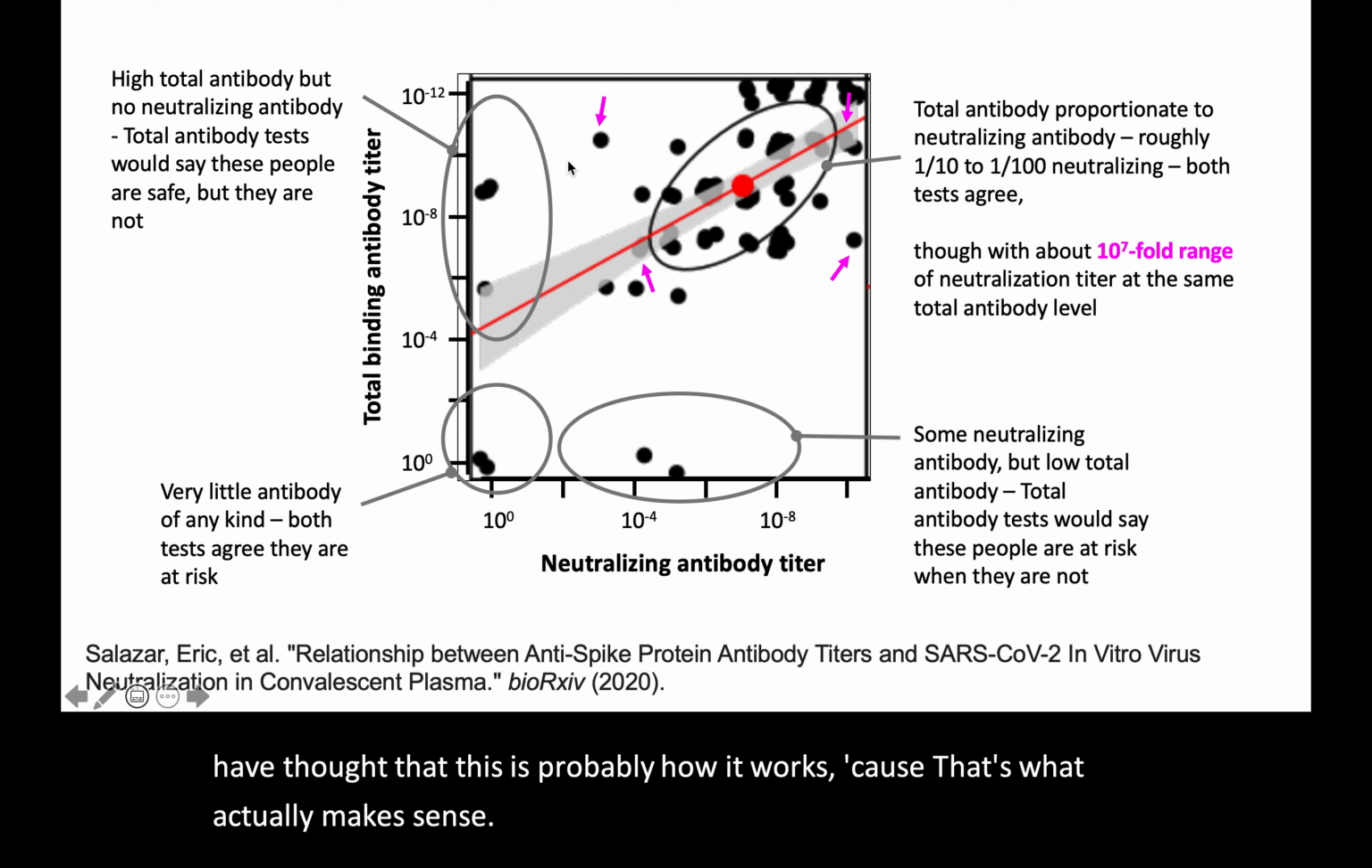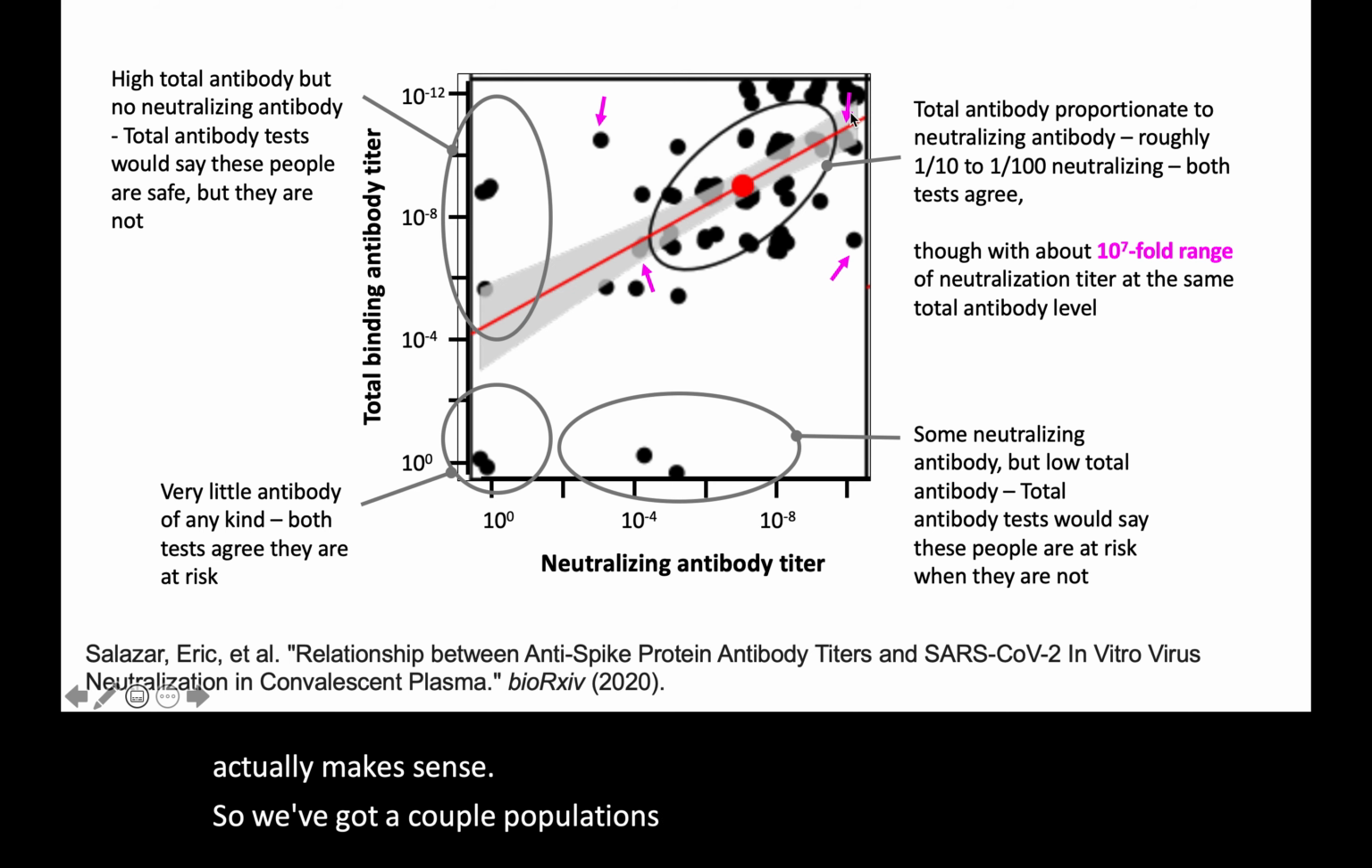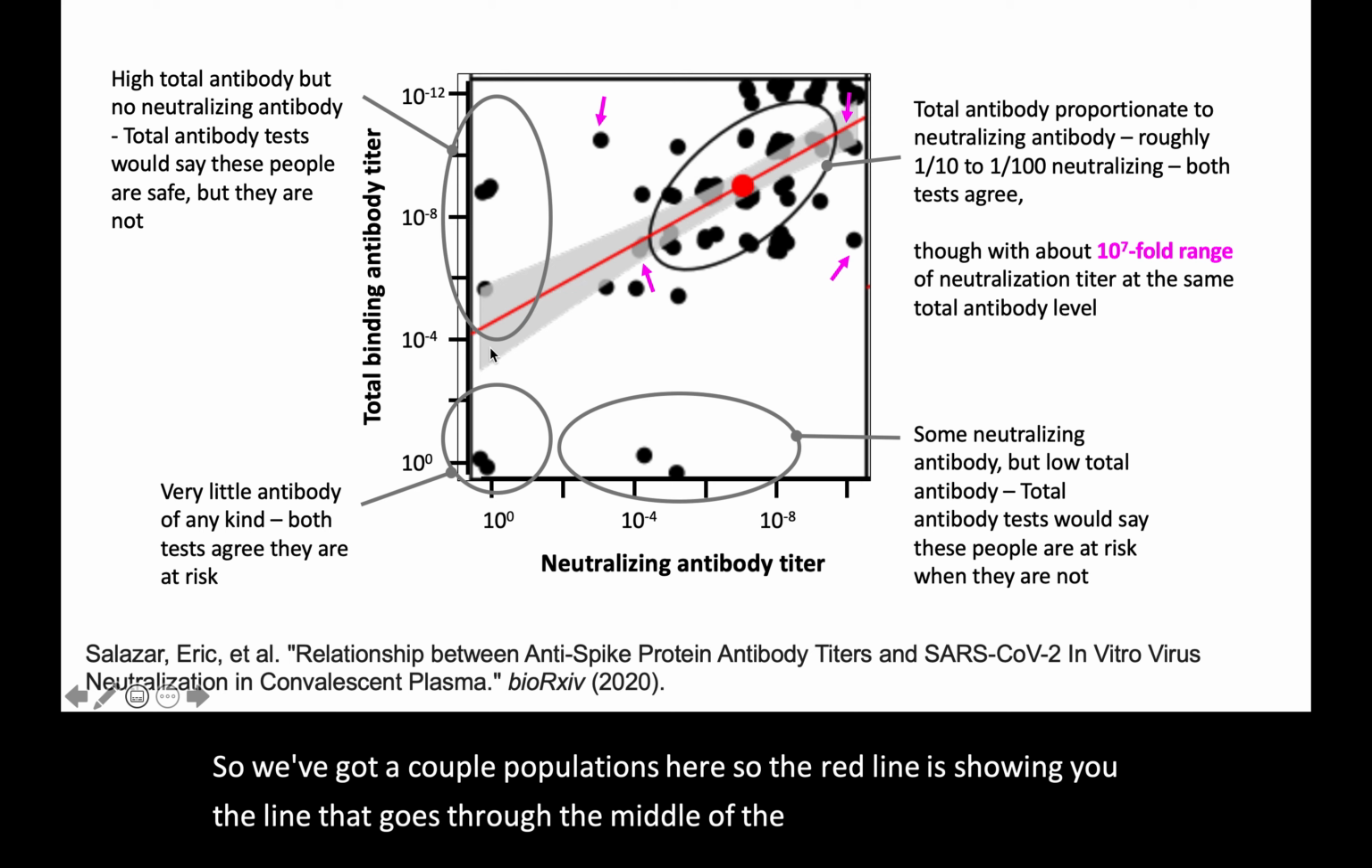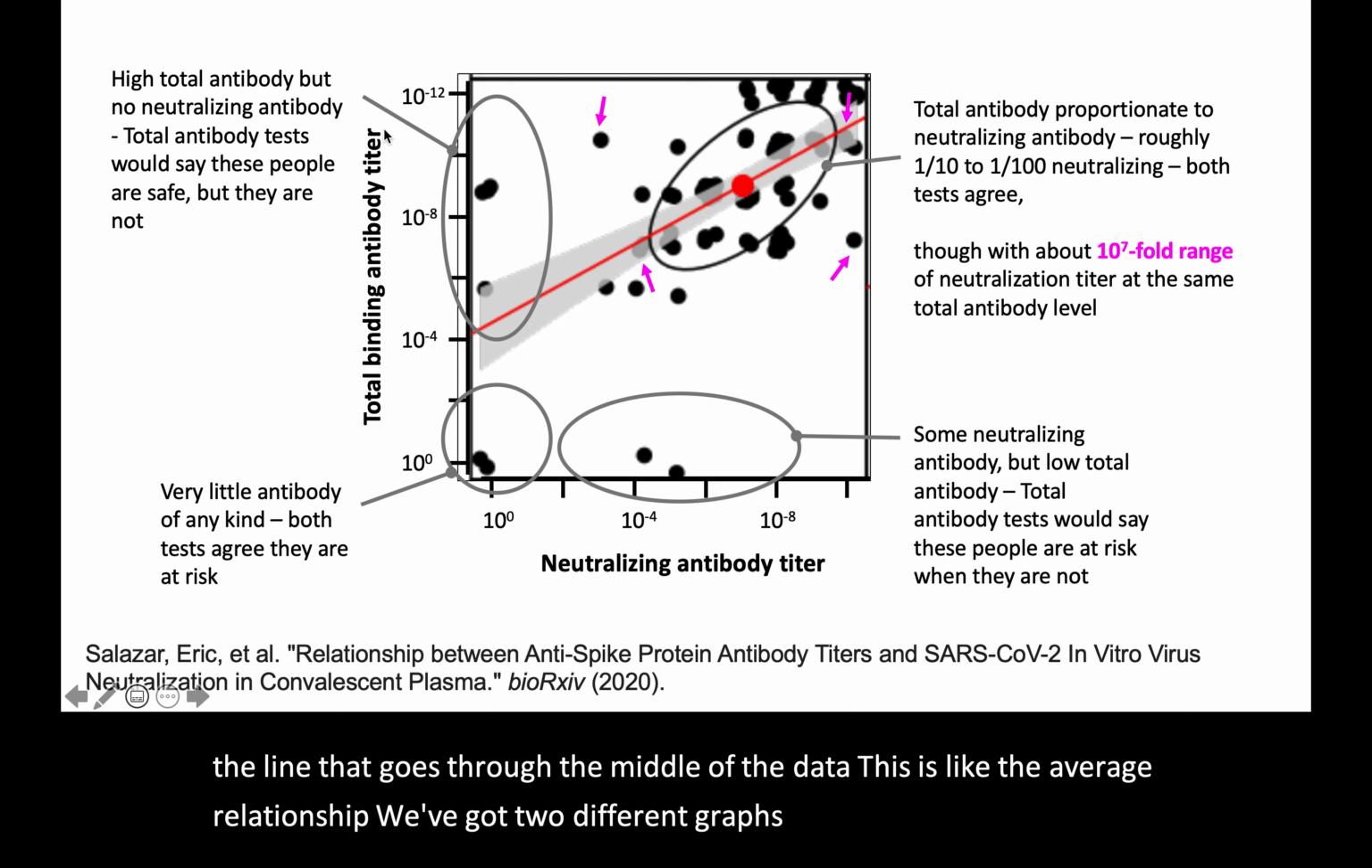So we've got a couple populations here. The red line is showing you the line that goes through the middle of the data. This is like the average relationship. And we've got 2 different graphs here. We've got total binding antibodies.